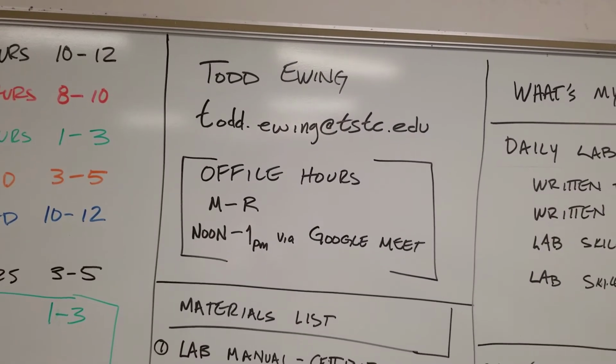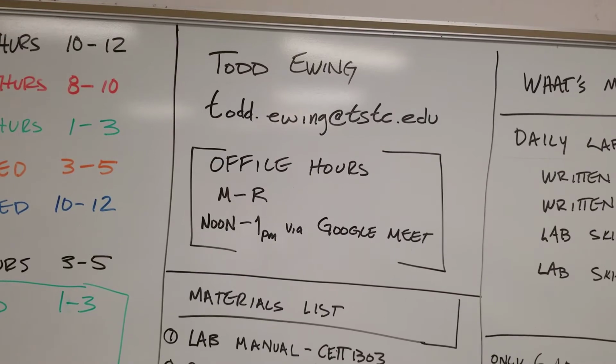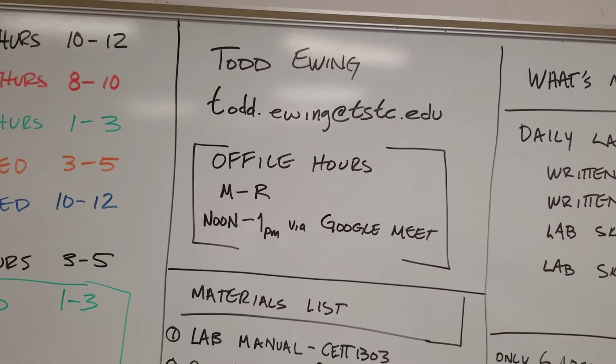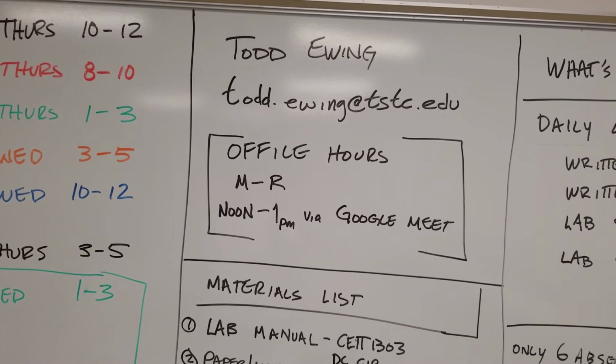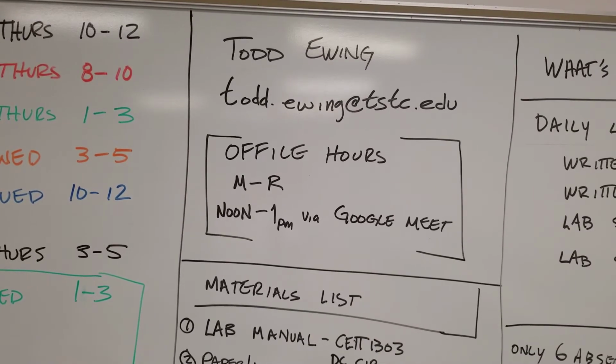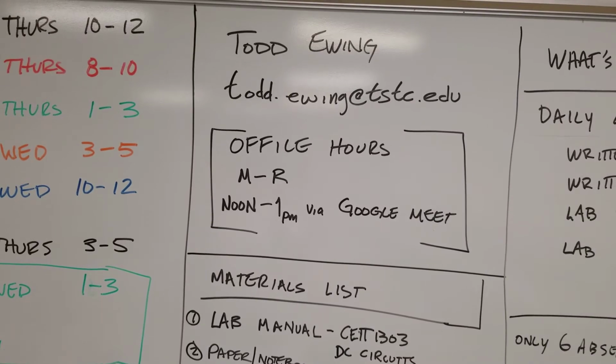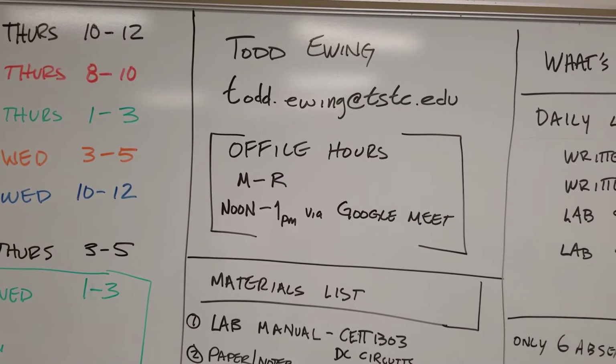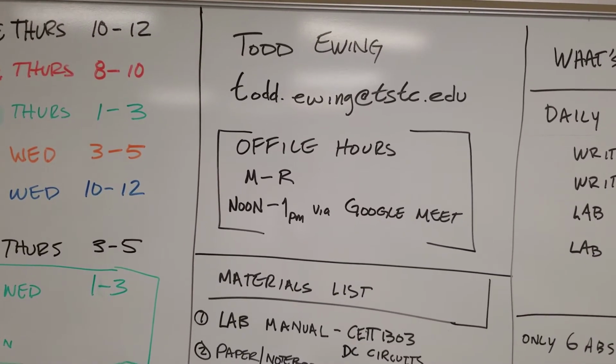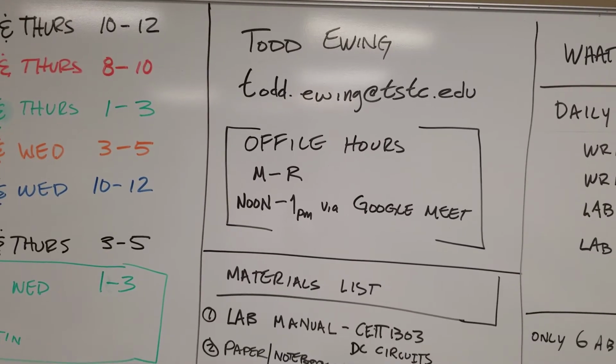My office hours are going to be virtual, and that's going to be Monday through Thursday. That's what the R stands for, is Thursday. And my office hours are noon to 1 p.m., and that's going to be via Google Meet. I'll give you a Google Meet number when we meet in person. Also, we'll give you some other contact information that you can reach me when we meet in person. So that'll be the first day of class.